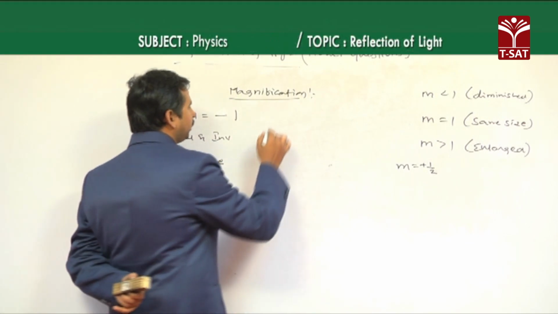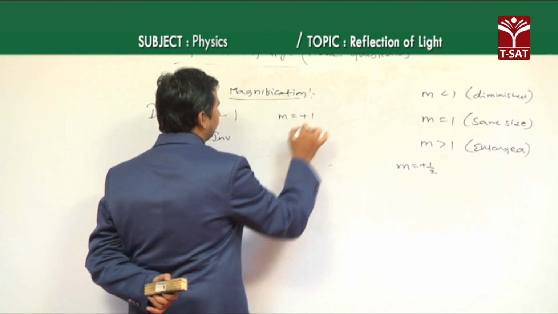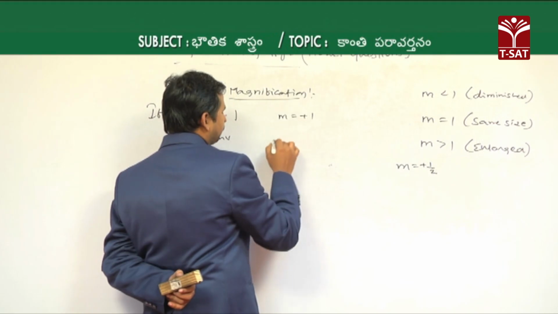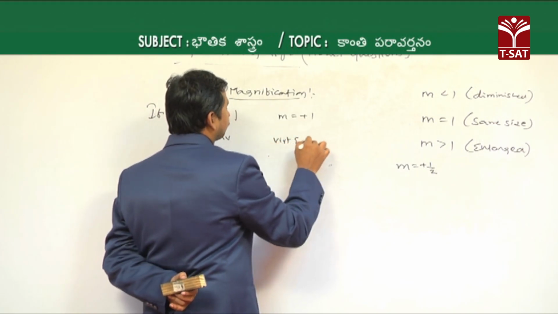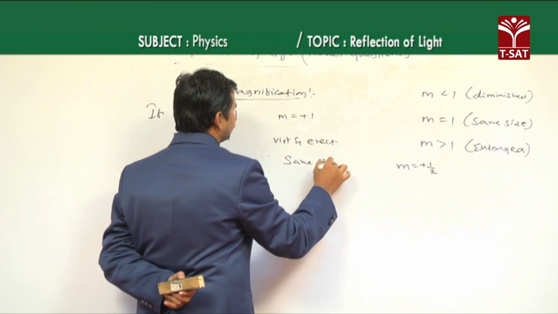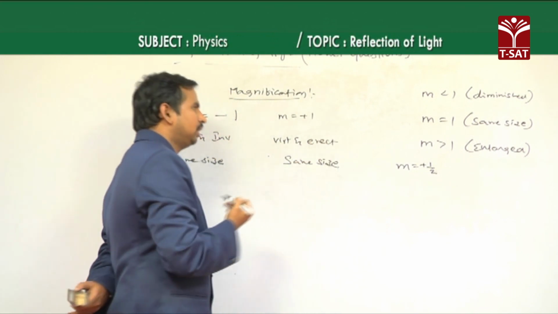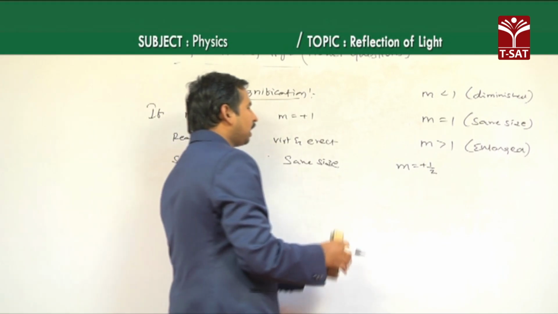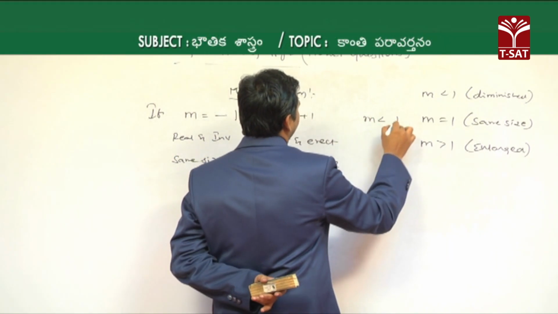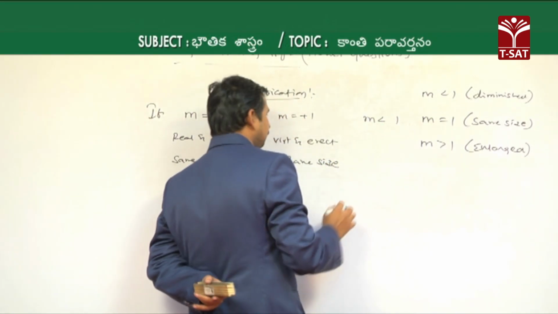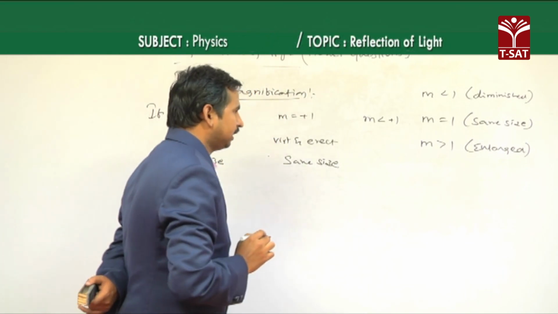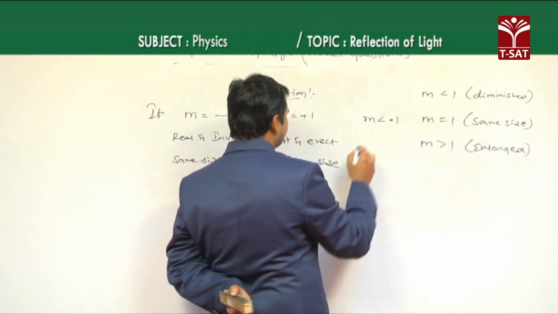Then if the m value is equal to plus 1, we are getting plus, which represents virtual and erect, and it is of the same size. The 1 represents that it is of the same size. Then if you are having an m value less than 1, with plus sign, then it is about m value less than 1, and that it is positive we are taking.